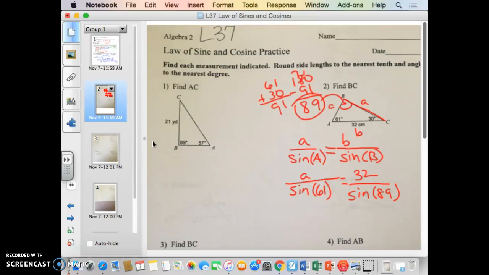Okay, so now I'm going to cross multiply. So I know I'm going to multiply these. And I'm going to have to divide by this one. So in my calculator, I'm typing in sine 61 times 32 equals, and then I'm going to divide that by sine of 89. And you should get 27.99, which is pretty much going to round to 28. And it's a side length, so I'm just going to leave it as a number.